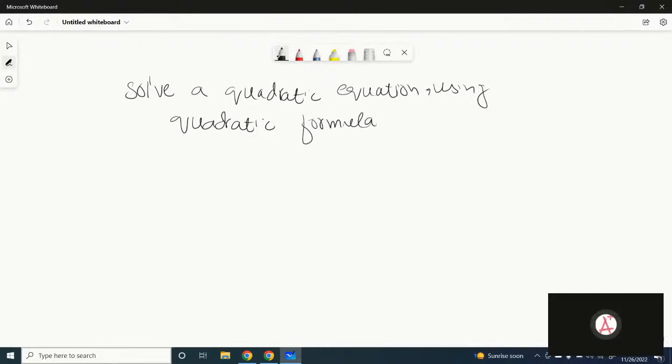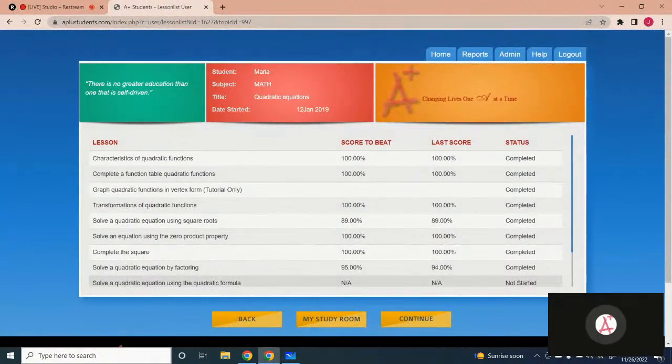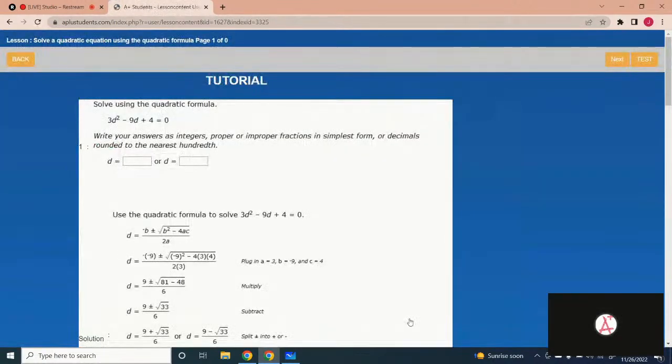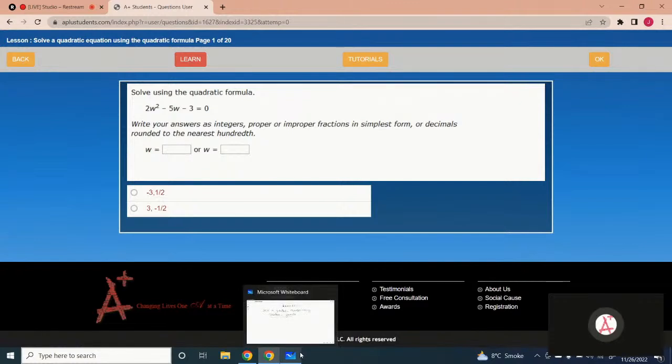Okay, let's start with the lesson. Okay, here is the lesson. Solve a quadratic equation using quadratic formula. Got it? Let's start with the test questions. You can do the tutorial, the solved questions by yourself. Got it?